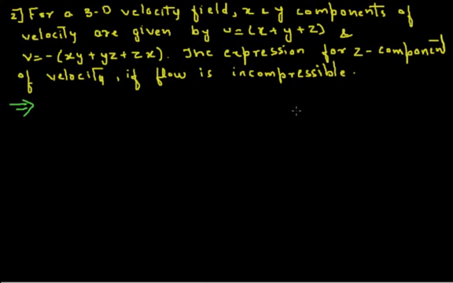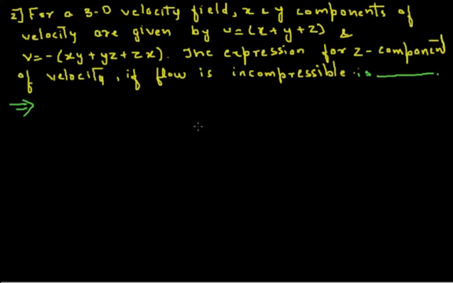The second problem is now visible. It states that for a three-dimensional velocity field, x and y components of velocity are given by u is equal to x plus y plus z and v is equal to minus in bracket xy plus yz plus zx. The expression for z component of velocity if the flow is incompressible is dash. So this is the problem.